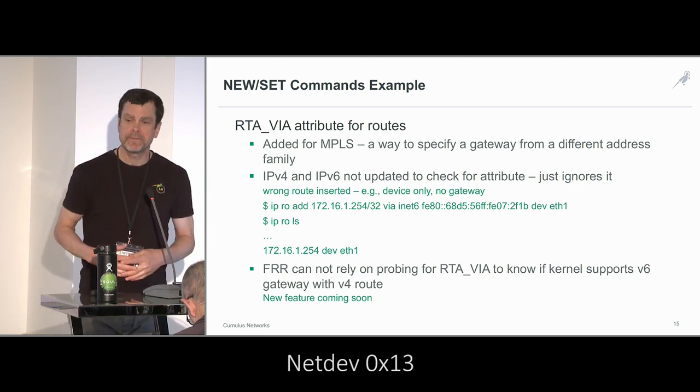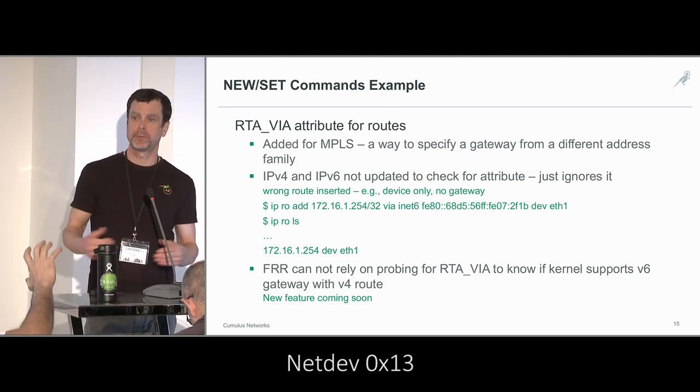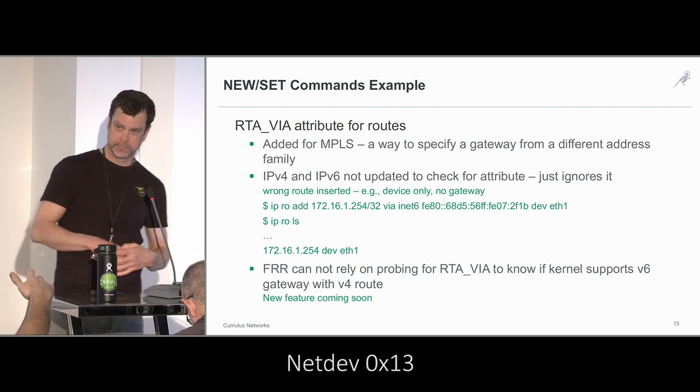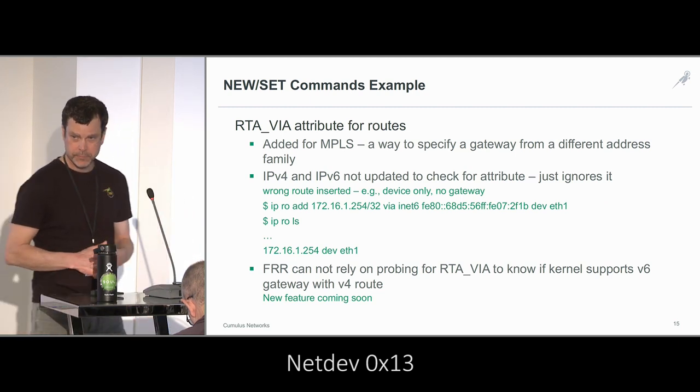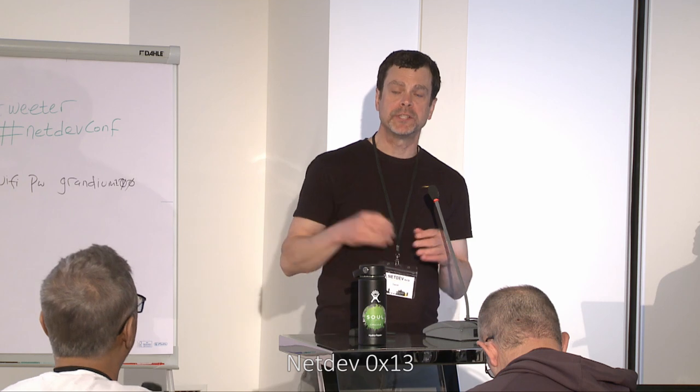It would fail. It's not failing. It's misinterpreted. It will be accepted. FRR will use the wrong field. So it won't have the correct... FRR is sending the right message. It's sending the right message. The kernel is ignoring. It gets a success because partially the gateway was installed.